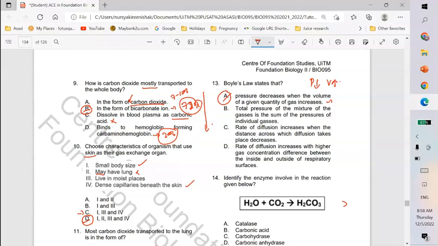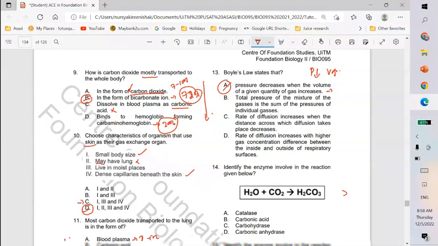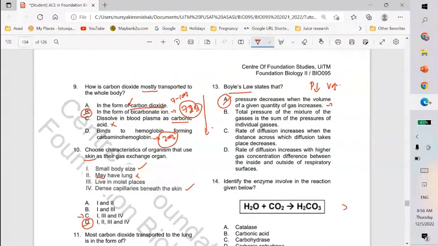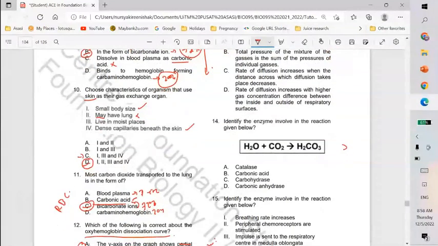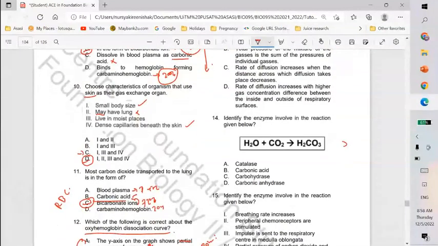So this is what we call negative pressure breathing. Okay, so Boyle's law. Okay, so Hadif, thank you. Number 14, Haziq.